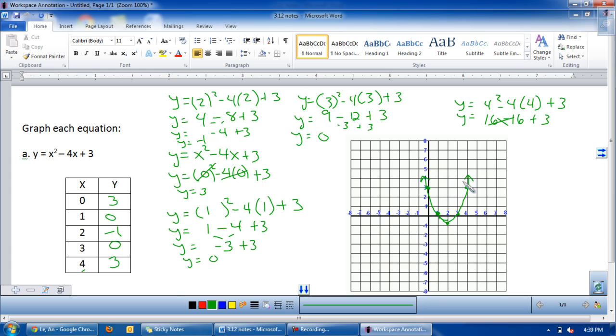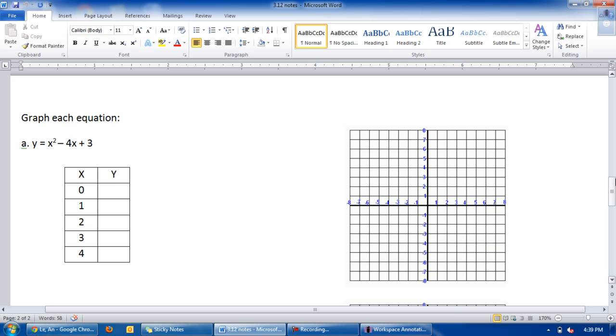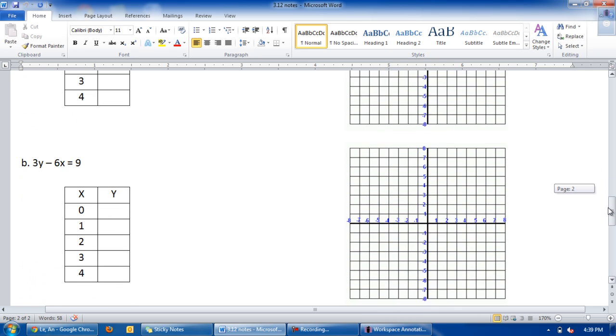This is a special graph. We call this a parabola. And you can recognize a parabola by looking at the equation. If your x is raised to the second power, then the shape of your graph is going to be the shape of a parabola. Alright? Awesome. So that's the first example I'd like to go over with you. And we're going to go ahead and go to the next one.